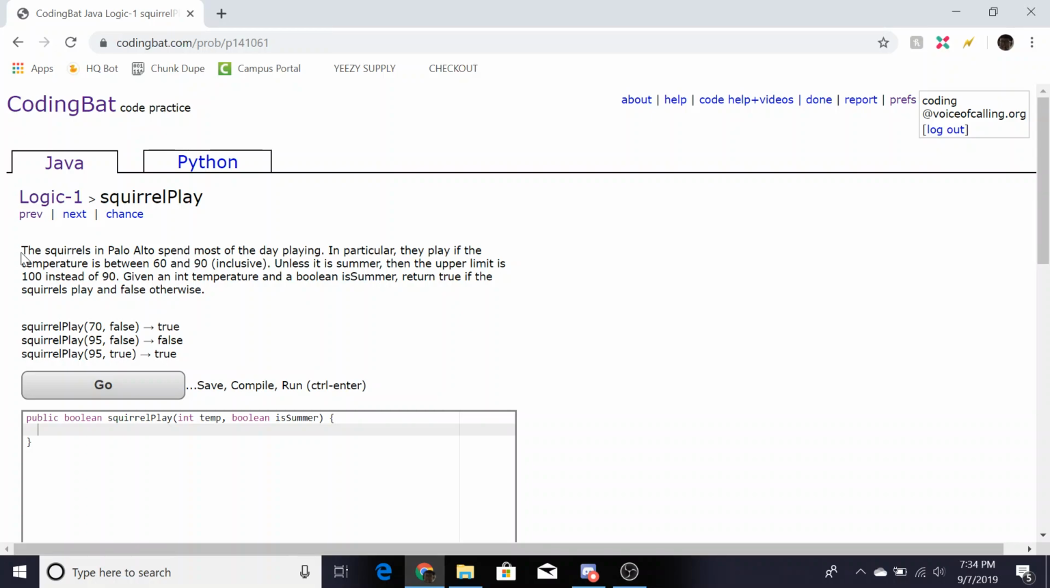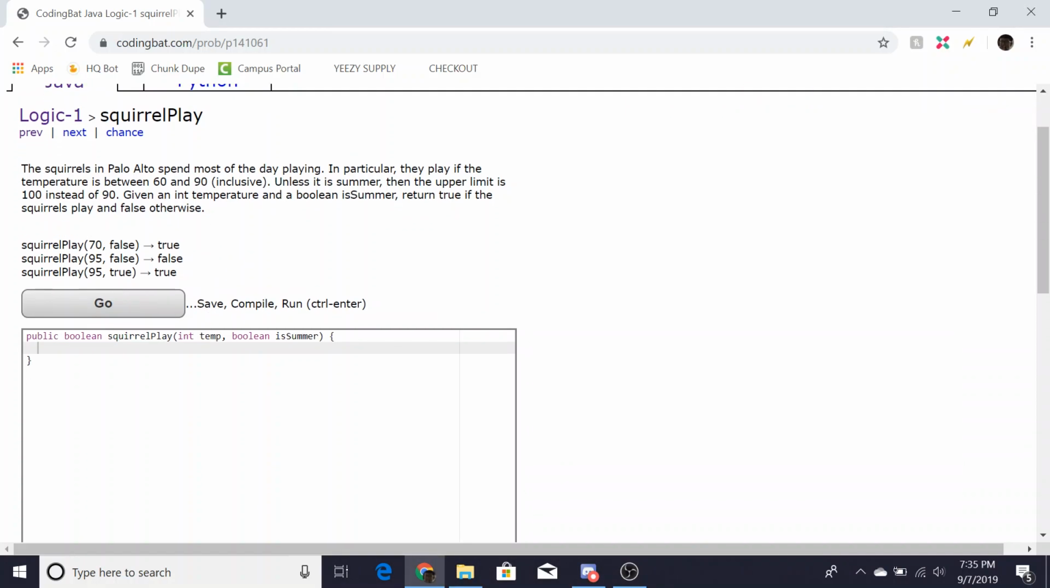The problem Squirrel Play reads: the squirrels in Palo Alto spend most of the day playing. In particular, they play if the temperature is between 60 and 90 inclusive, unless it is summer, then the upper limit is 100 instead of 90. Given an integer temperature and a boolean isSummer, return true if the squirrels play and false otherwise.